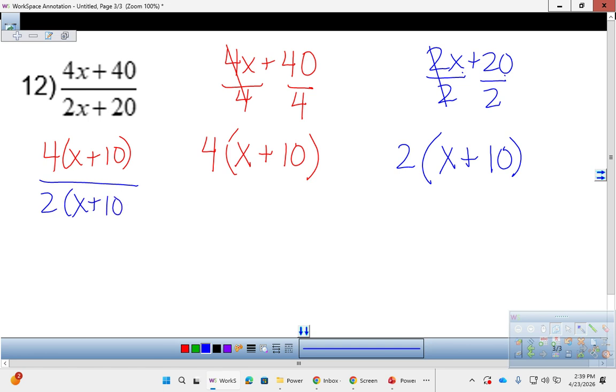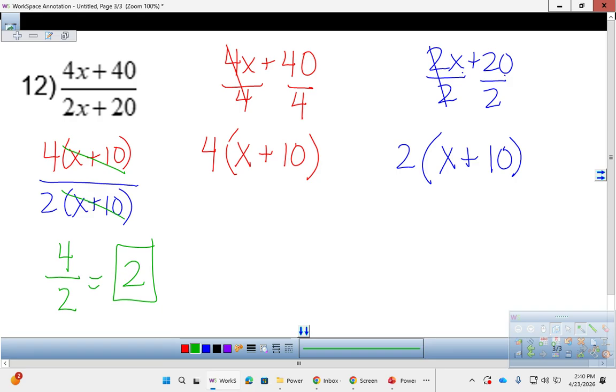Well, what happens here is the x plus 10 and the x plus 10 match perfectly. And so I'm going to write the problem without that. But actually, 4 over 2 are like terms too, and I can reduce that to 2 over 1 or just 2. So the answer to this one is 2.